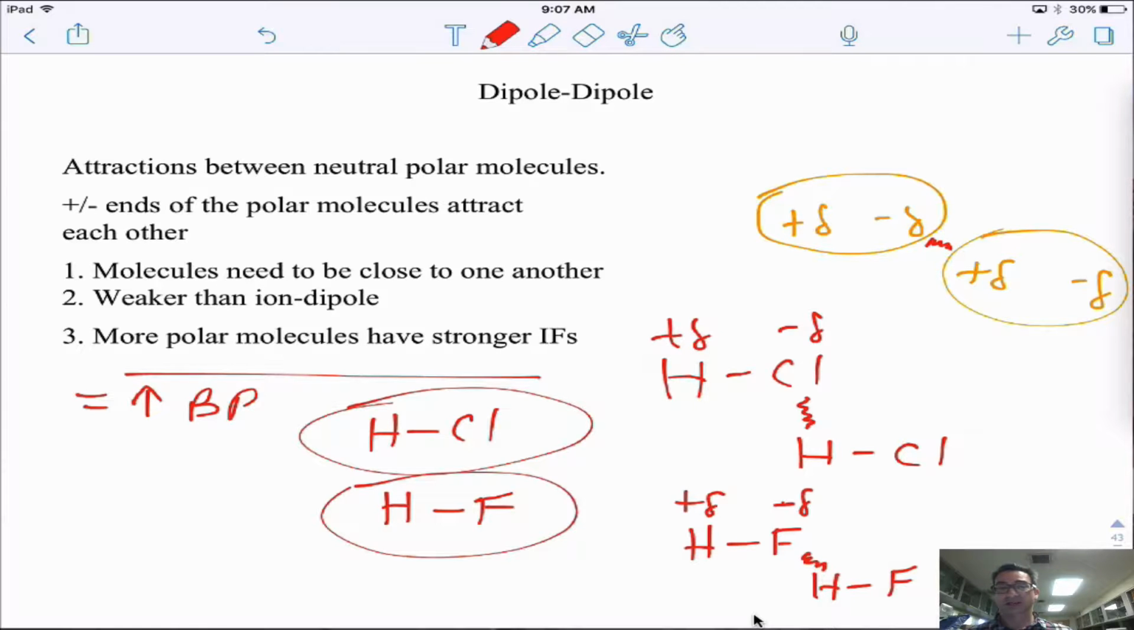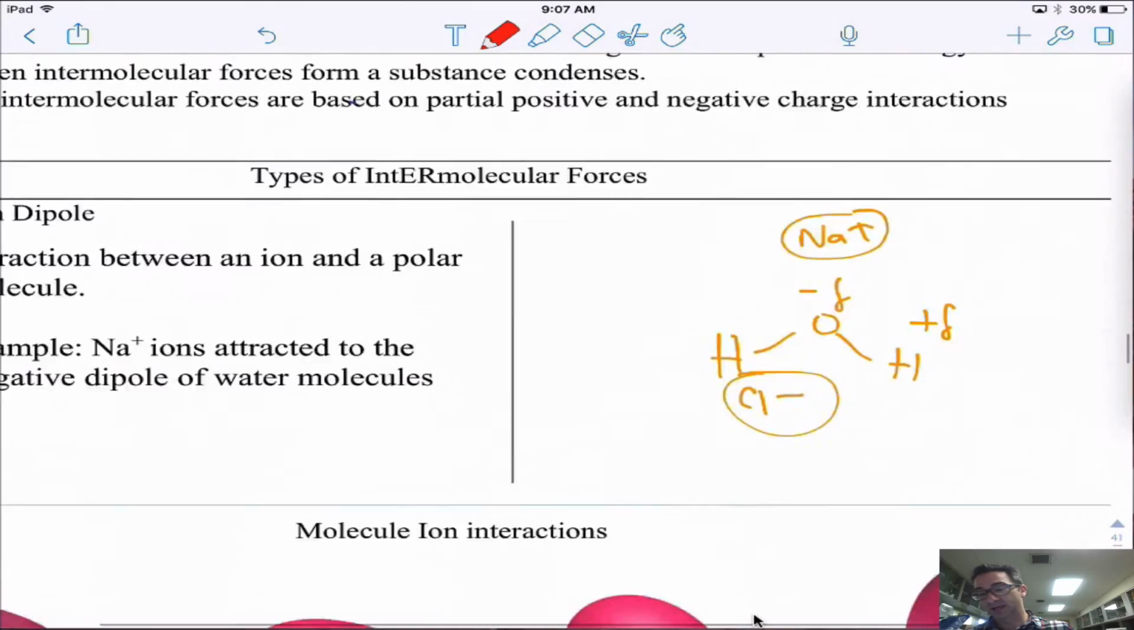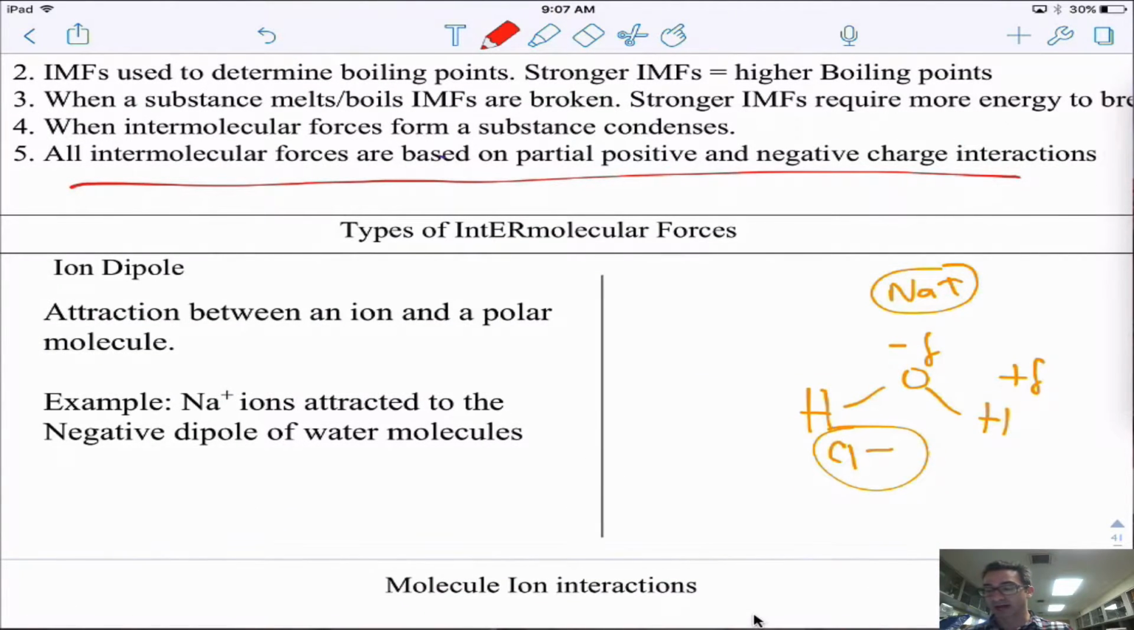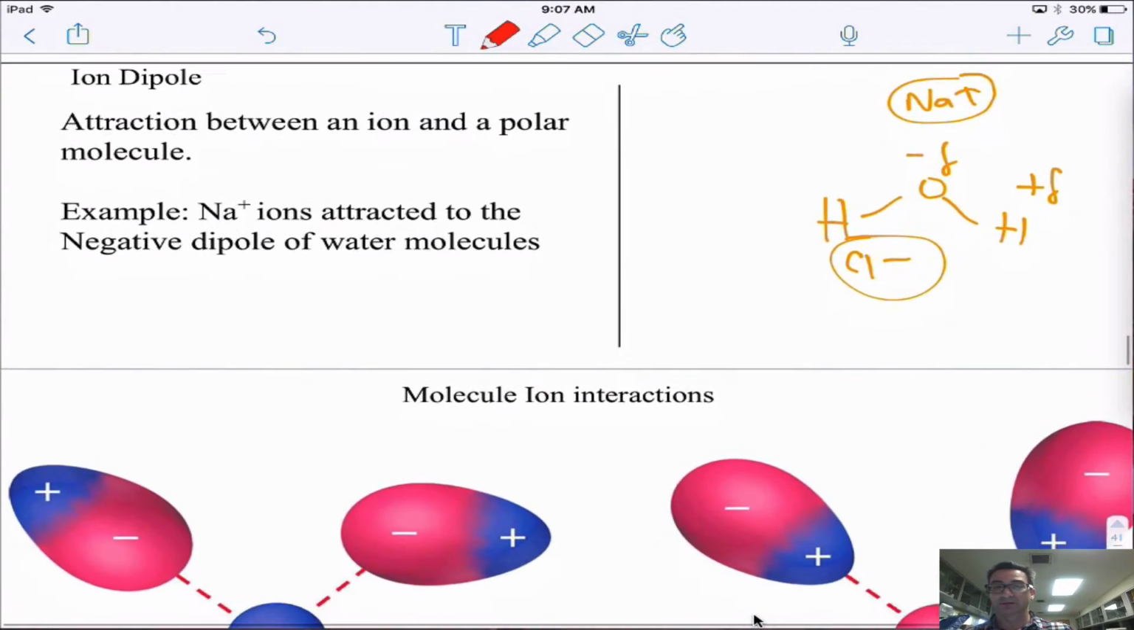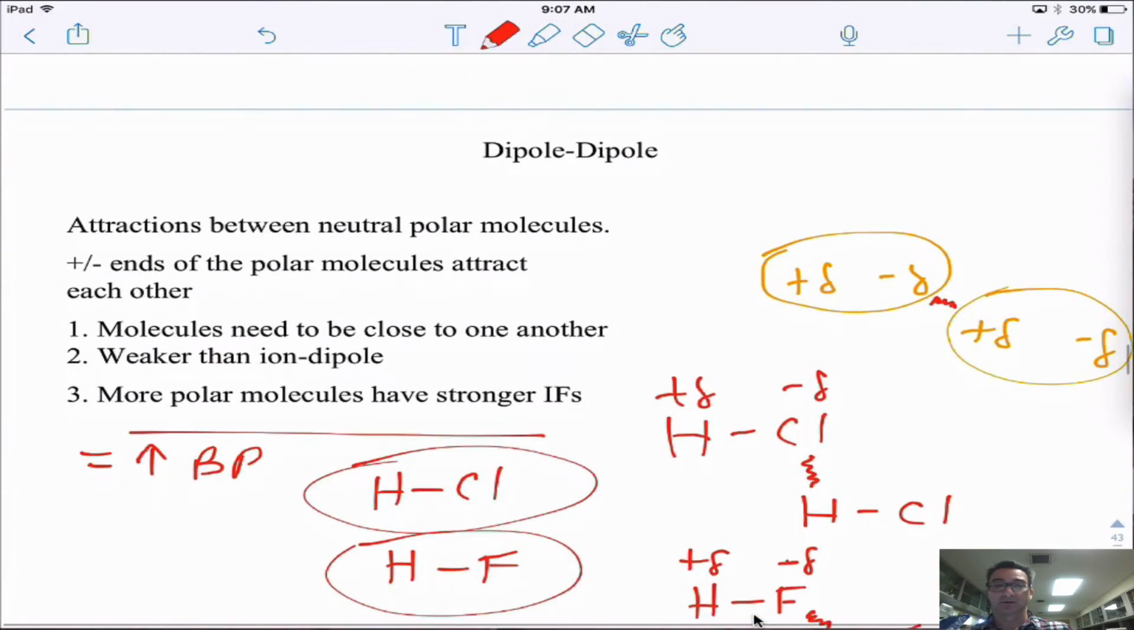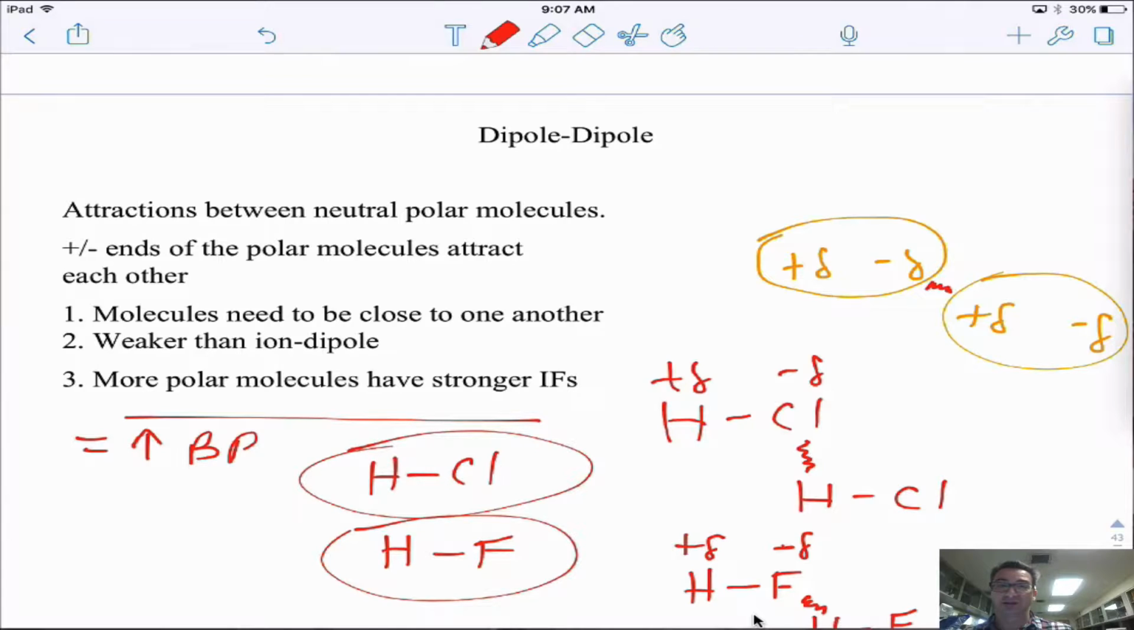It's just dependent on how positive or negative the particles are. And if you look back at this page in the notes here, it says all intermolecular forces are based on partial positive and negative charge interactions, and that is true. We see that here with the positive and negative ions interacting with the polar molecules, and with the ion-dipole interaction. We see that here where we have positive and negative attractions between polar molecules.